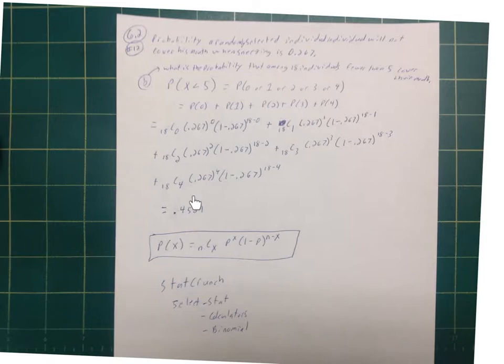So for P of 0, it'll be 18 C 0, because there's 18 individuals, and 0 will cover their mouth. In the formula, it's 18 choose 0. Then P is 0.267, that's given, and to the X power, in this case 0, times 1 minus P to the N minus X, 18 minus 0. Then you've got to repeat that for 1.